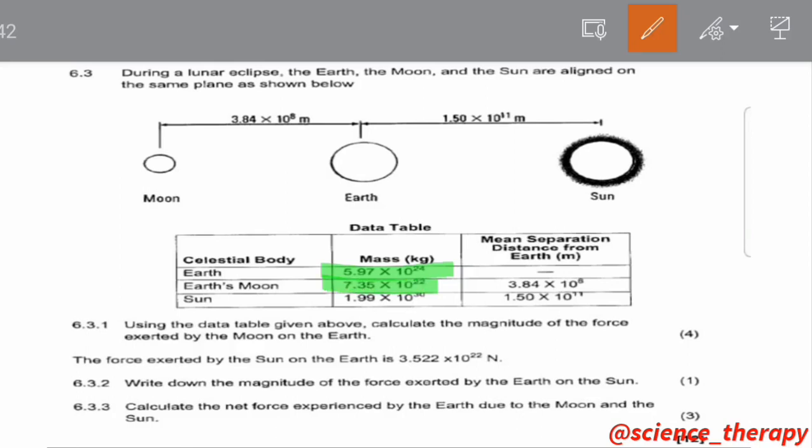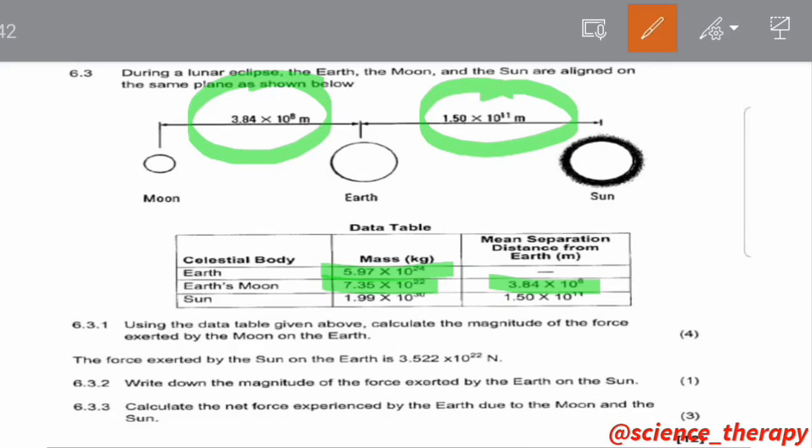So note it's saying using the data table given above, not anything else. So we are given that. Then it says calculate the magnitude of the force exerted by the Moon on the Earth. So we are also given the distance between the Earth's moon and the Earth. So remember, everything here is in relation to the Earth, right? So the distance that we have here is the Earth and the Moon, and the distance just below that is the distance of the Earth and the Sun, right? So we can even see it is indicated here, right?